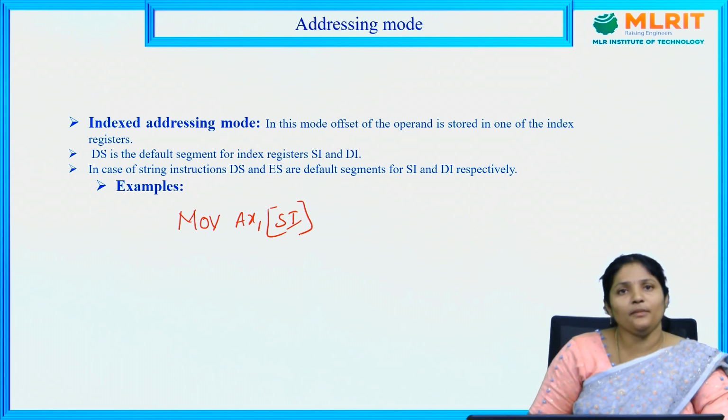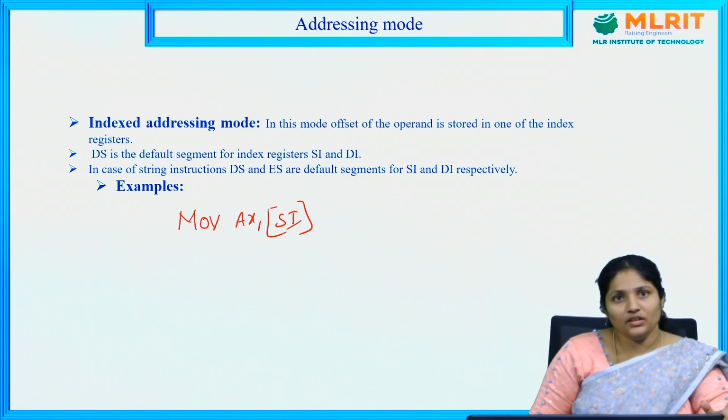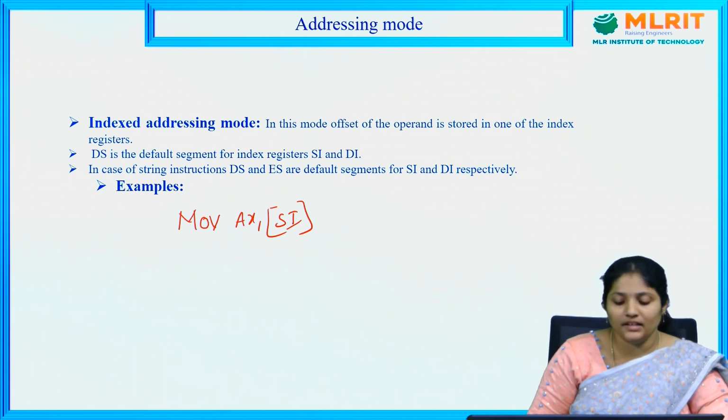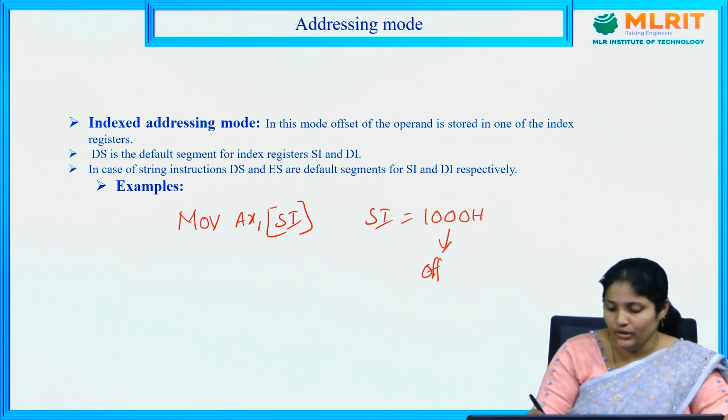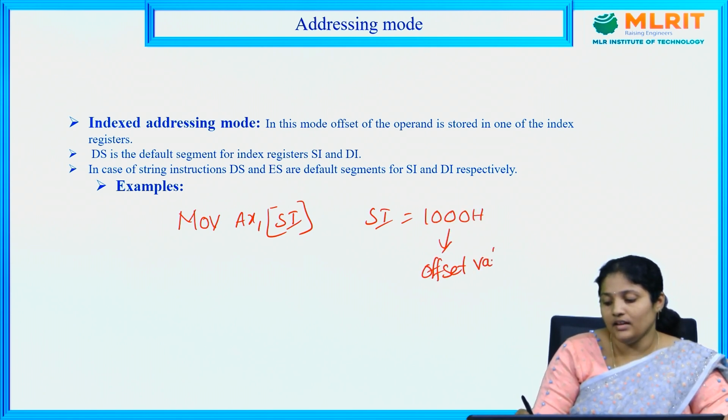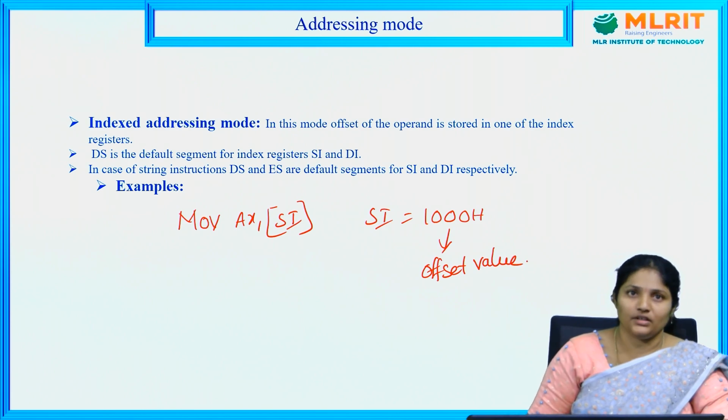Here, what are we mentioning? Here we are mentioning the indirect way, but the address should be present in the SI register. Whatever address is present in the SI register will be considered as the offset value to calculate the physical address or effective address.